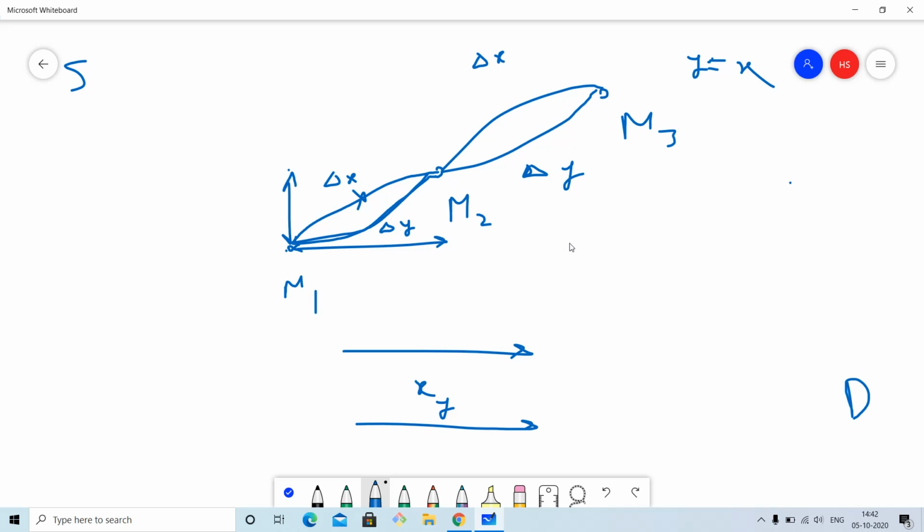Manhattan distance is the distance between, for example, two points, P and Q. The Manhattan distance between these two points will be simply the difference in their x plus the difference in their y. This way we'll compute the Manhattan distance, and we will compare the Manhattan distance from S to M2 with the Manhattan distance from S to M1 plus M1 to M2, which we have just created as an edge via delta y and delta x. So yeah, this is Manhattan distance.